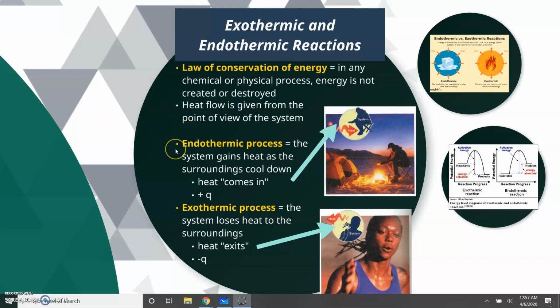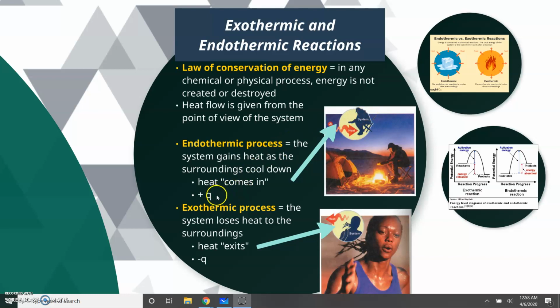Let's start by talking about an endothermic process. Endothermic sounds like "in," so heat comes into an endothermic system. That means that the system gains heat as the surroundings cool down. Let's look at this example. We have the man sitting by the fire. Heat is coming from the surroundings and going into the system, the man. So our system is gaining heat because the surroundings are losing heat.